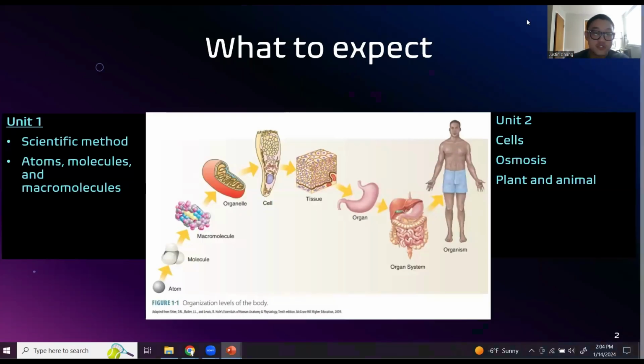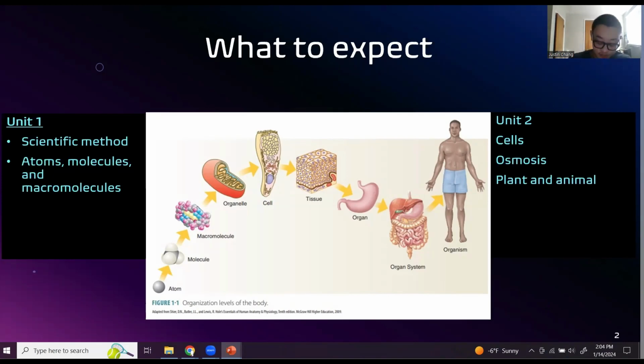Now, when it comes to 156, we have four major units, and we're going to essentially start from our smallest denominator, which in this case is going to be atoms, and we're going to work our way all the way to the very top, which is going to be an organism, or in this case, maybe you.